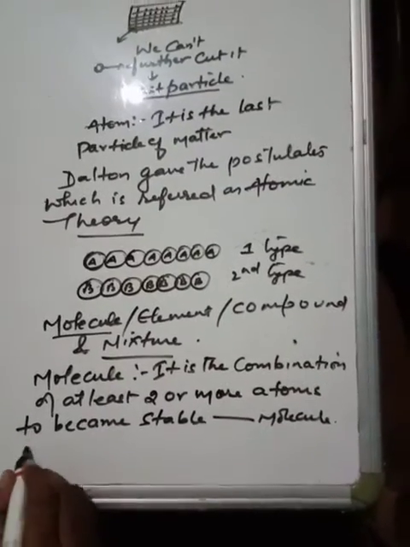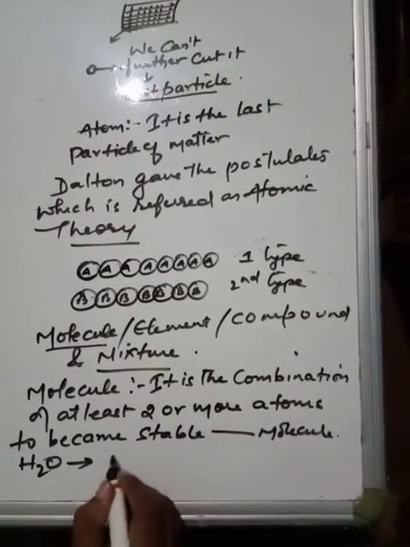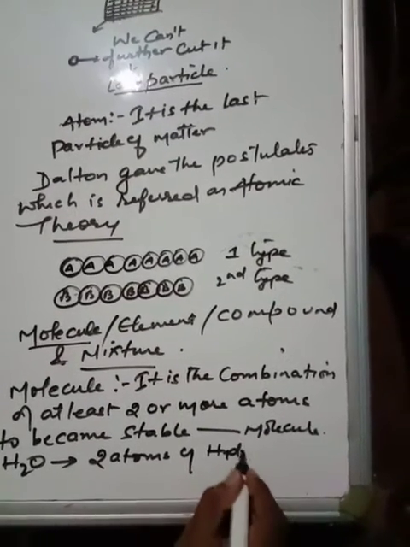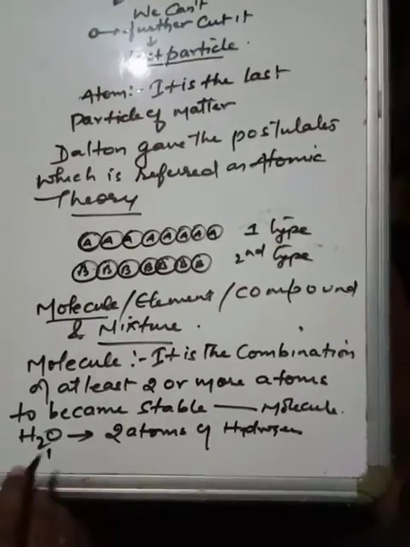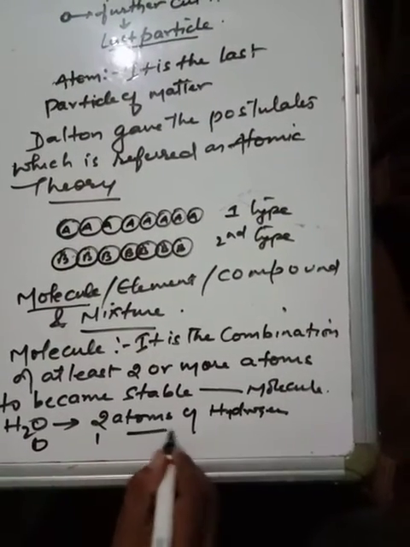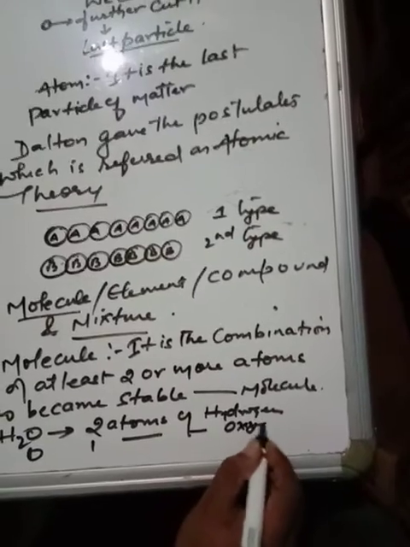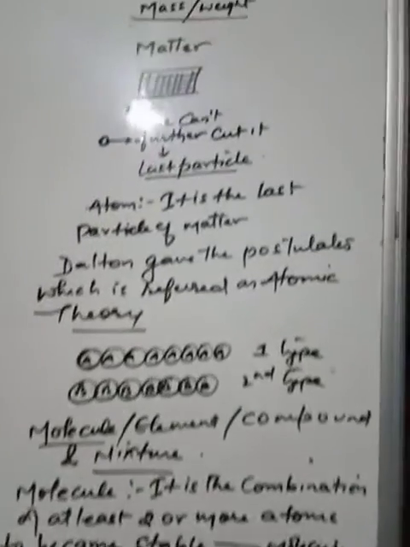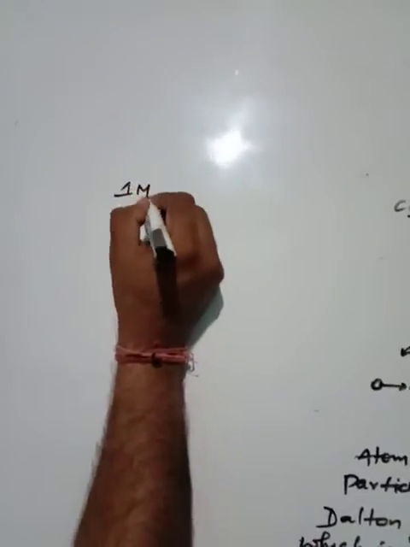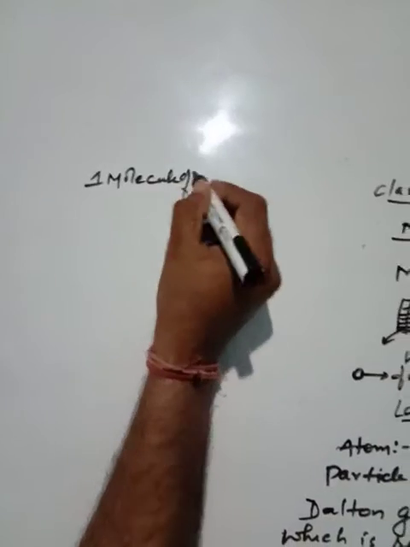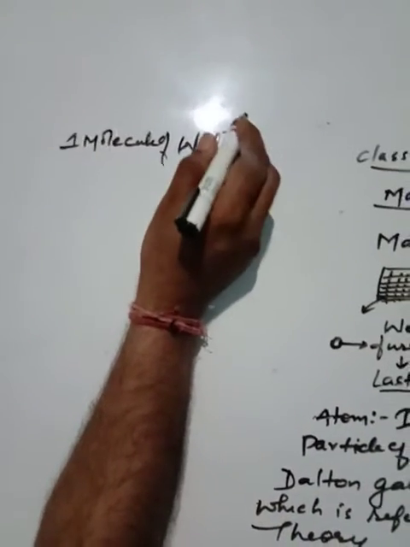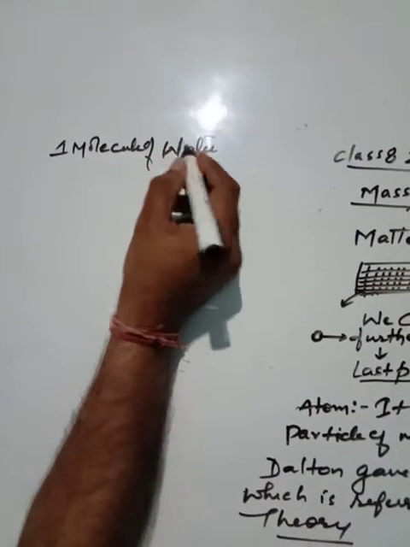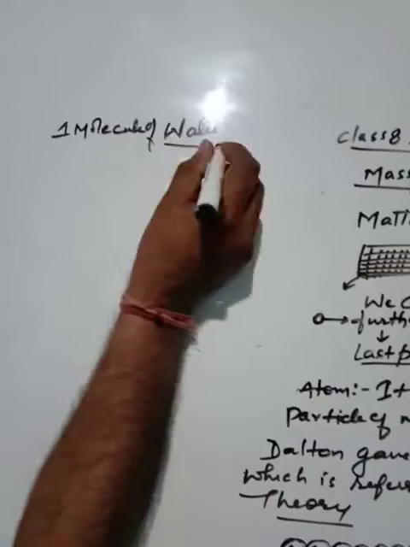Now if we consider H2O, here we find two atoms of hydrogen and one atom of oxygen. So what is stable in nature? So what we will do, then we will write one molecule of water. This makes the stability of a molecule. So you may consider it in different ways, that water is stable.